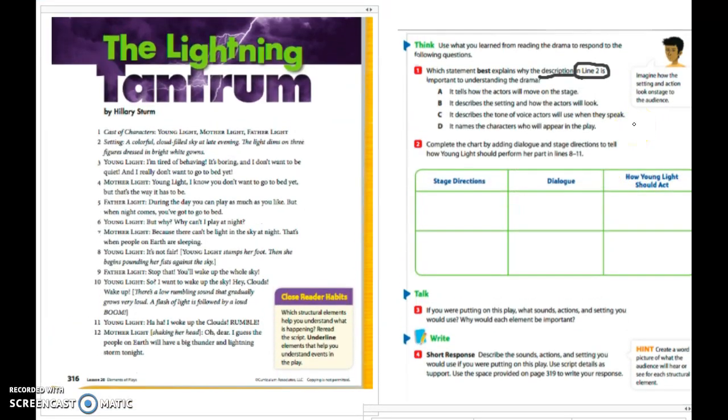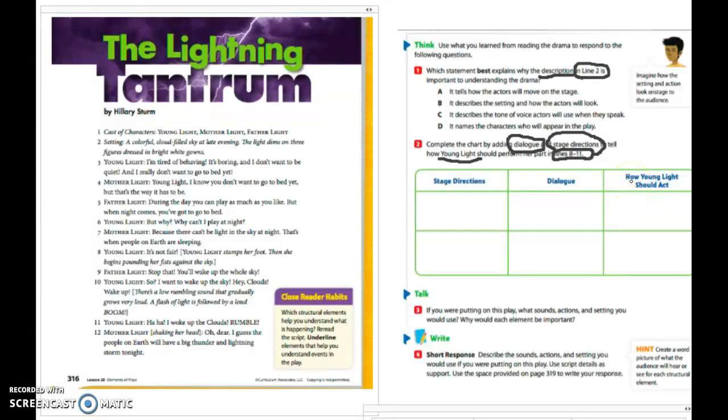Number 2. Complete the chart by adding dialogue and stage directions to tell how young Light should perform her part in lines 8 through 11. So I'm circling lines 8 through 11, and I'm circling the subject, which is young Light. I'm also going to circle dialogue, because that is a type of structural element, and stage directions, because that's the other type of structural element.